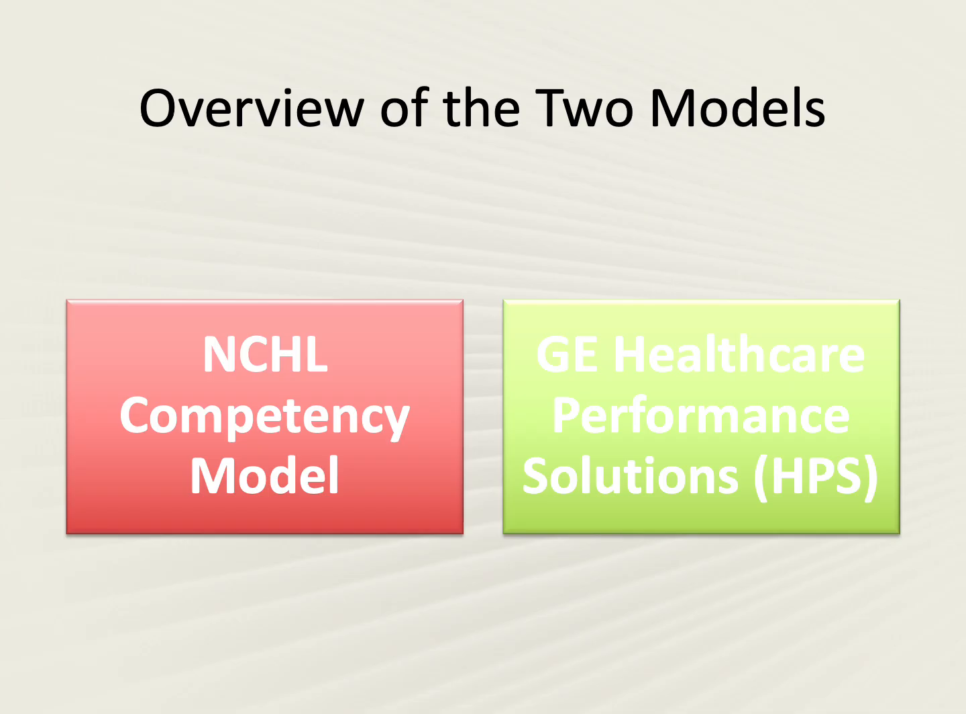Overview of the two models. The two models we'll explore offer different yet complementary ways to evaluate leadership. The NCHL focuses on leadership competencies, helping organizations cultivate talent through behavioral assessments, while the GE Health Performance model uses performance metrics and Lean Six Sigma methodology to improve clinical and operational outcomes, tying leadership directly to data-driven results.